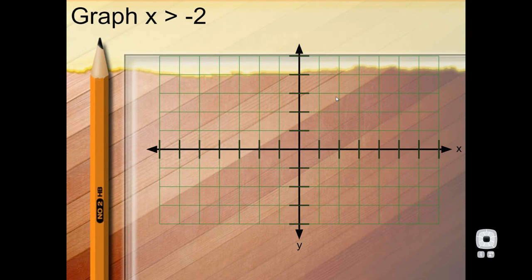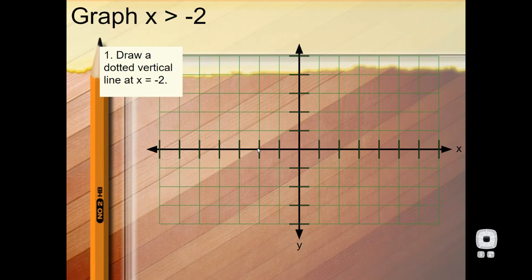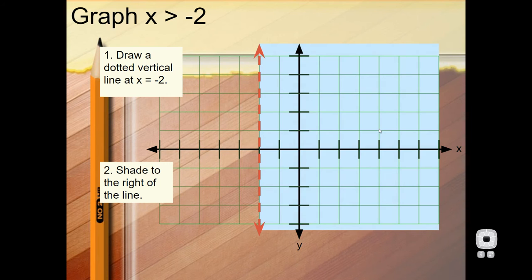So if I look at this one, well, first of all, that's going to be a vertical line here at x equals -2. And I'll draw a dotted one because it's just x is greater than -2. So I know at -2, I'm going to draw a dotted line there. Now, it says x is greater than -2, so I'm going to shade over here in this area because it says greater than.